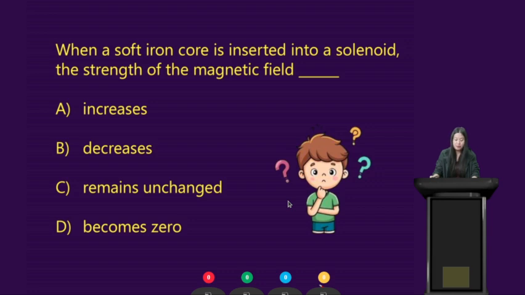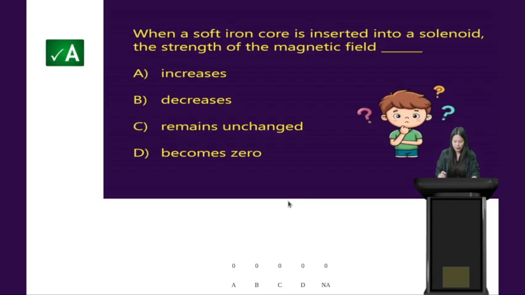Alright, students, your time is up, and yes, good. The correct answer for this question is option A, that is increases. When a soft iron core is inserted into a solenoid, the strength of the magnetic field increases.